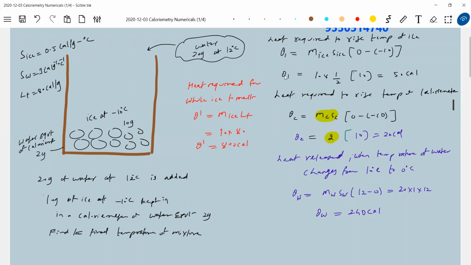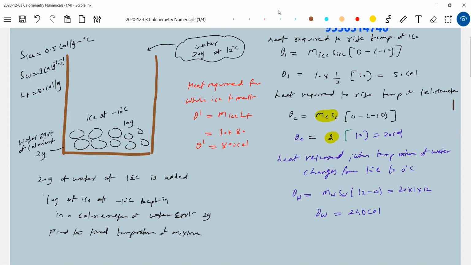For all ice to melt, 800 calories are needed. But how much heat is available now? Only, if from 240 you remove 70, 170 is left. That 170 calories of heat is utilized to melt the ice. Do you agree? Sir, how do I come to know? This is what you should verify here.